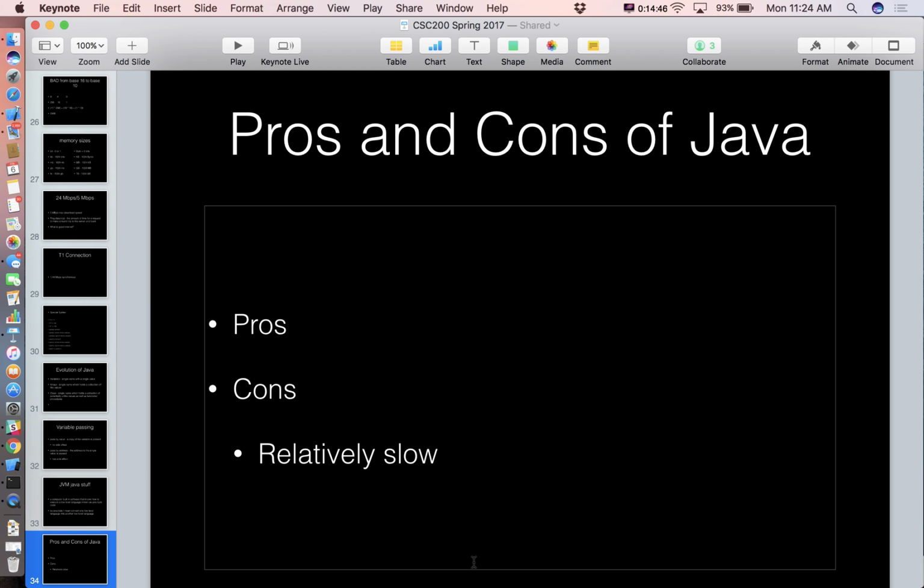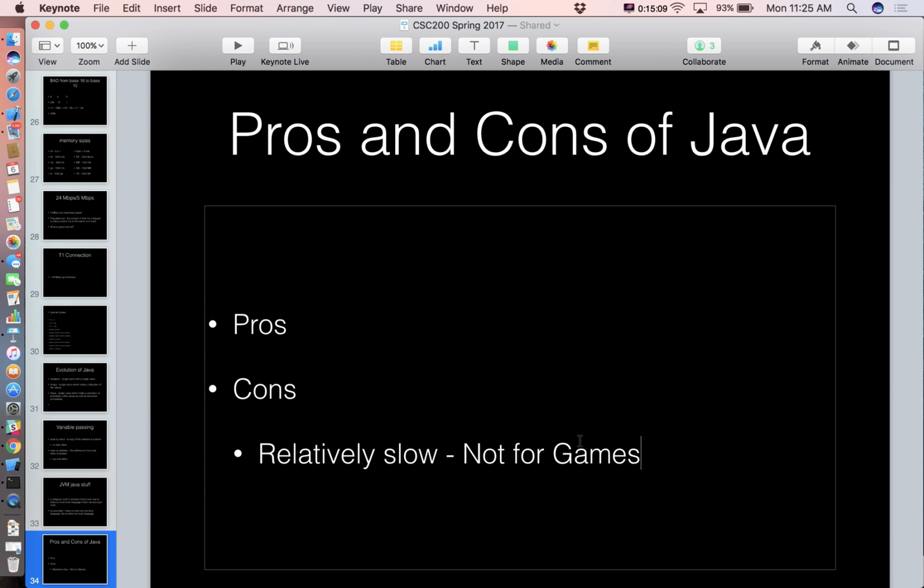You can get by. Okay, so pros and cons of Java. We said it's relatively slow, but again, that's a very relative statement. For most types of applications, we're not going to feel that, but every now and then we will. So probably what this ultimately means is not for games.